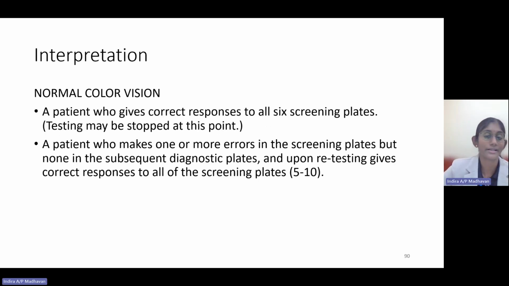So how do we interpret this result? If a patient has normal color vision, a patient who gives correct responses to all screening plates, testing is stopped at this time. So we don't continue.